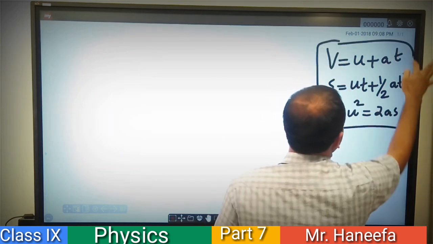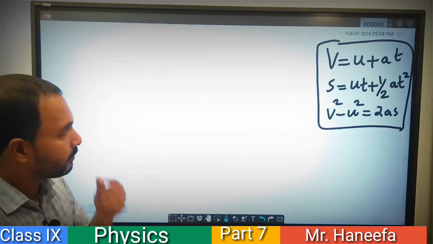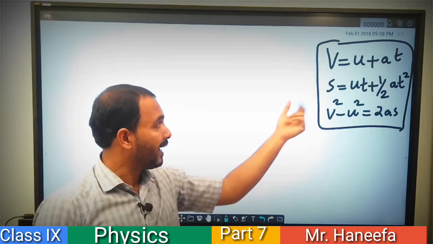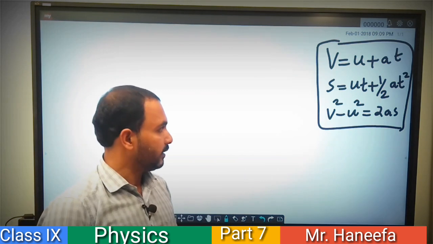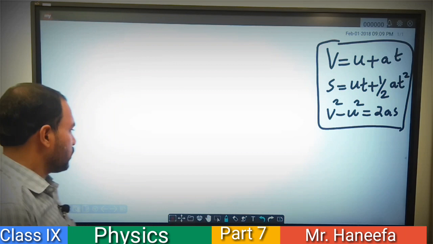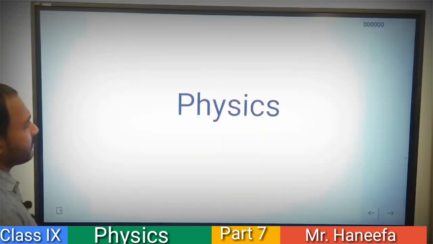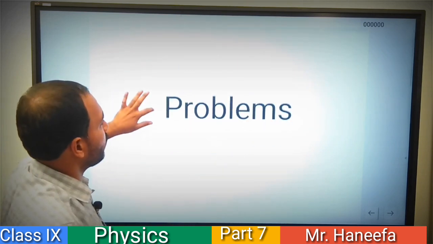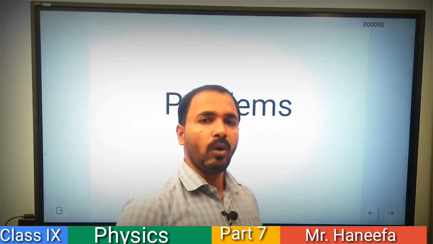We discussed three equations of motion. What is v? Final velocity. u, initial velocity. a, acceleration. s, distance. t, time. Okay, so these are the three equations of motion. In today's class we have to discuss problems related to these three equations. Using these three equations we can solve many problems.